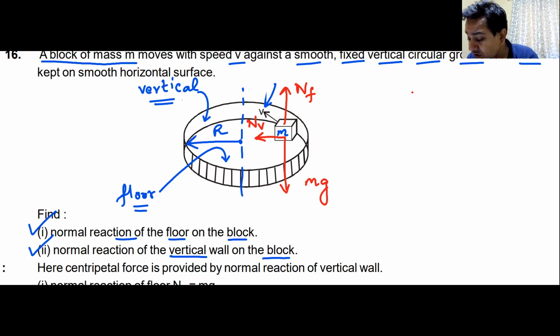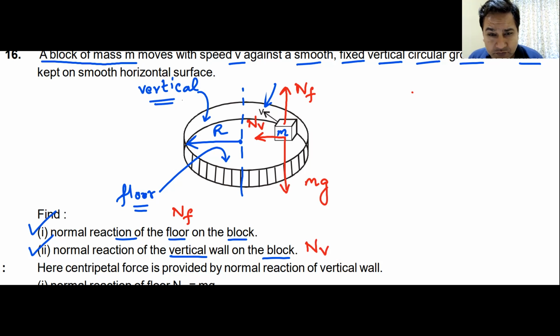So what this question is asking is the normal reaction from the floor, which is nothing but NF, and the normal reaction from the vertical wall, which is nothing but NV. You just need to find out the value of NF and NV. And how do we do this? We have drawn the free body diagram.